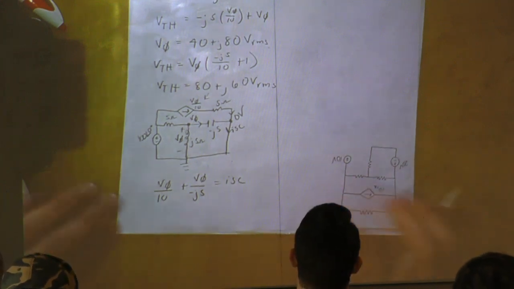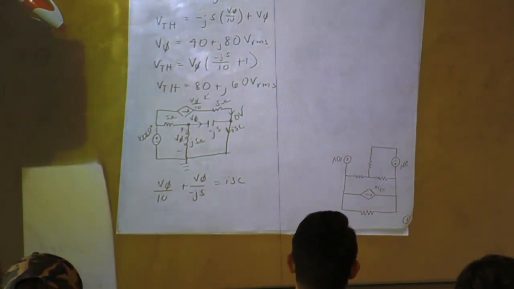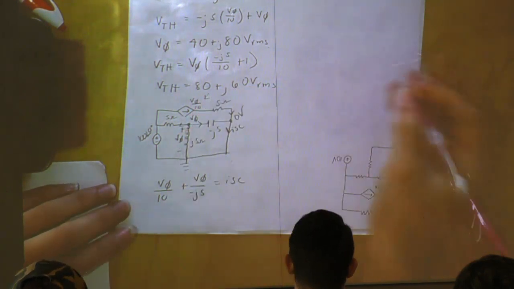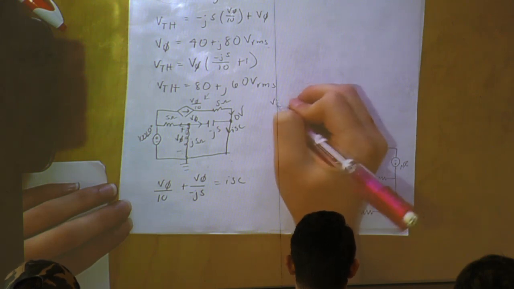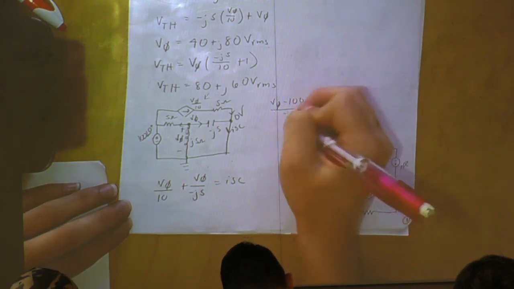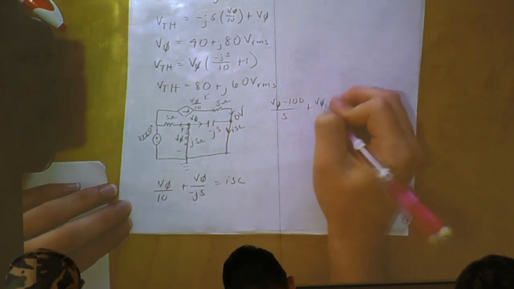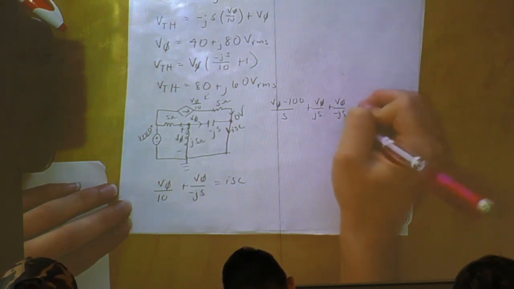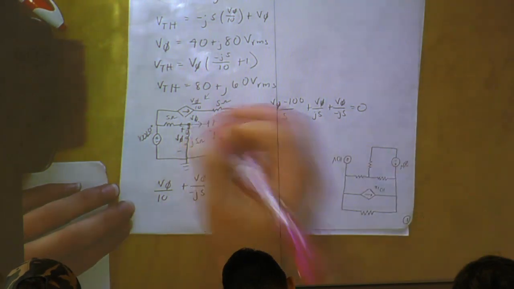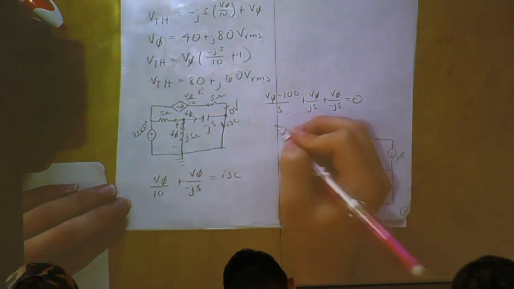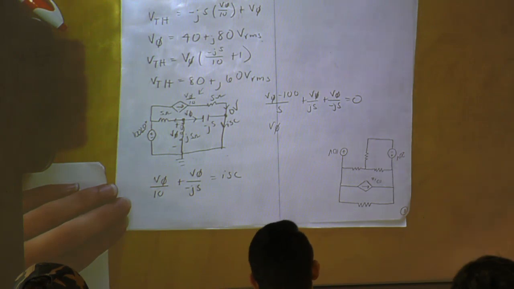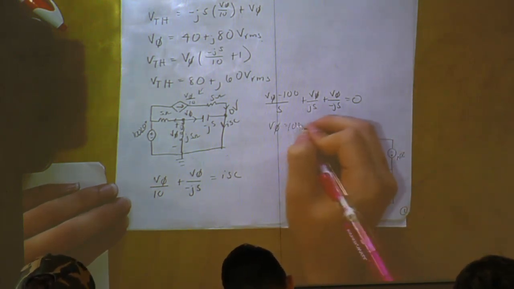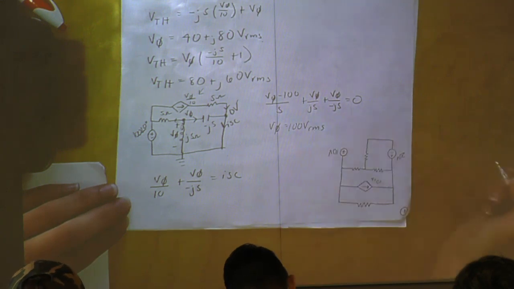Then we'll need an equation to get V phi. We'll do our KCL one more time. We'll do V phi minus 100 all over 5 plus V phi all over j5 plus V phi all over negative j5 equals 0. I did our KCL at our V phi. Our V phi should come out to 100 V RMS.